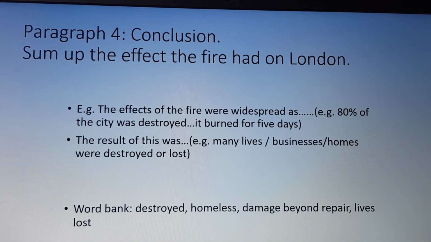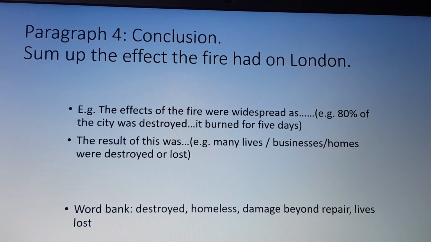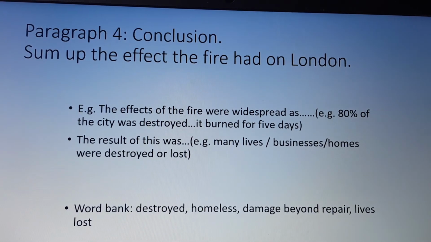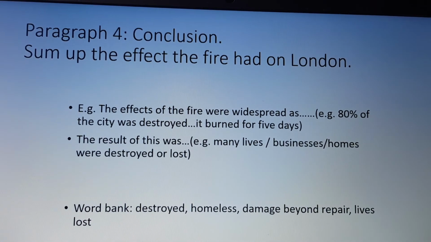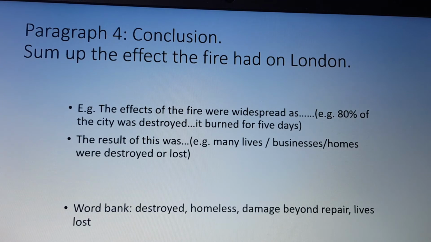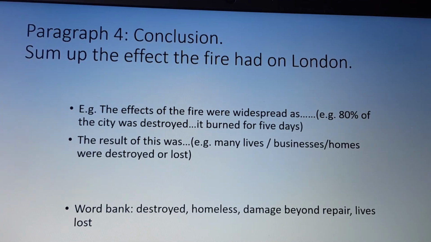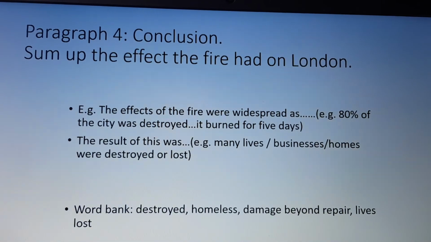The result of this was, now we've got how many lives on there. Remember, it did say only 6 lives were officially recorded as being lost in the Fire of London. It's likely that many, many more were actually lost. But think about the businesses, the homes, and so on. Okay, so again, 5 or 10 minutes to have a go at writing your conclusion.